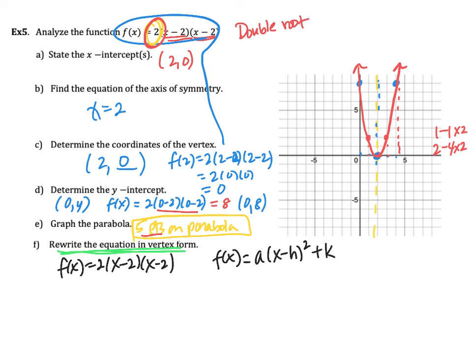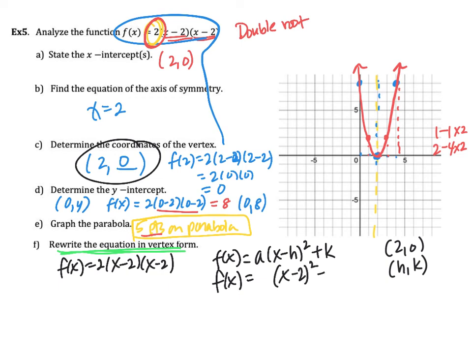What is my vertex? My vertex is 2, 0. So if my vertex is 2, 0, that means my h is 2 and my k is 0. So I'm going to plug that in. So I have x minus 2 squared. I plugged in my h, I plugged in my k.